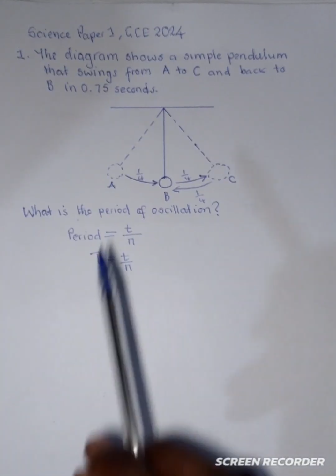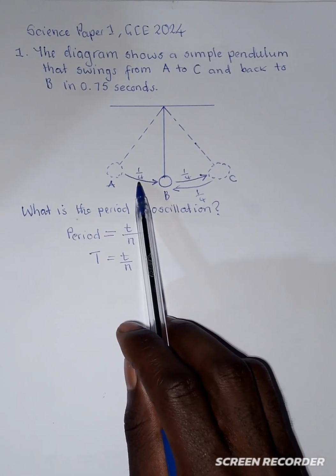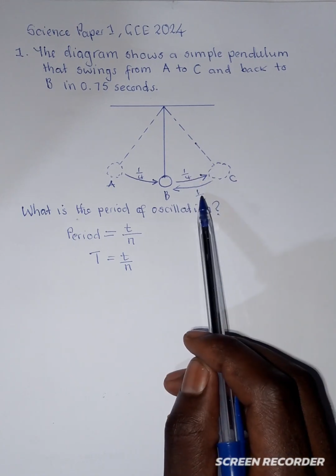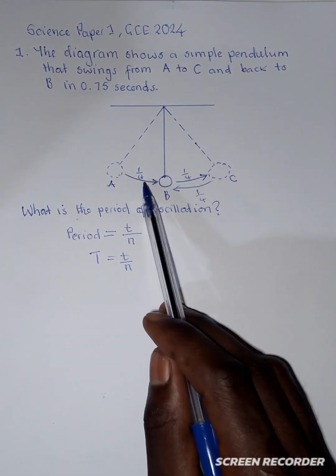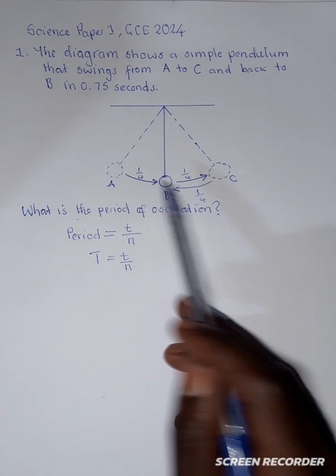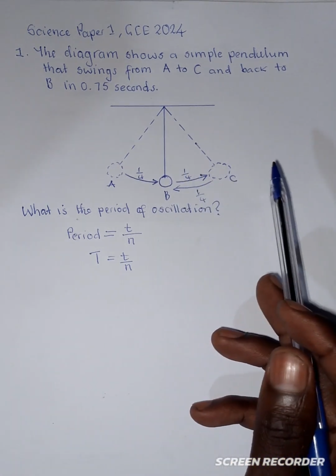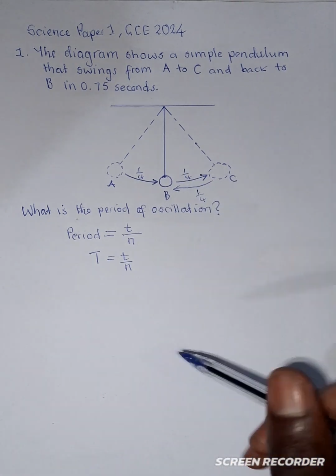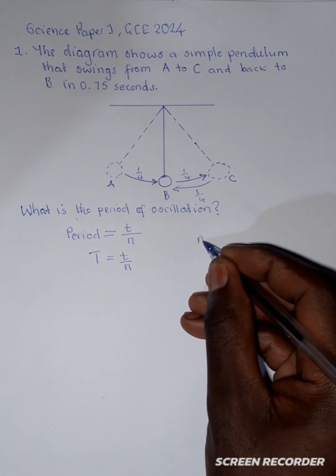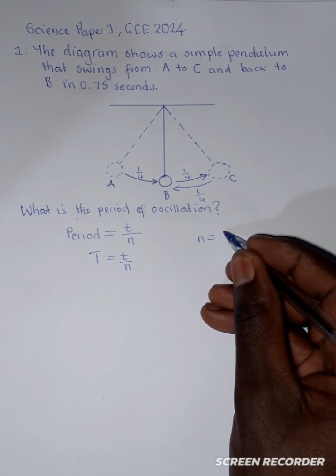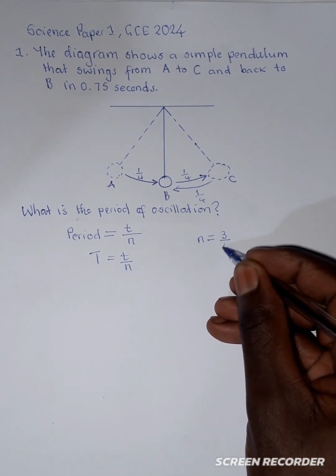So we add 1/4 plus 1/4 plus 1/4. With a common denominator of 4, we add the numerators and get 3. So n is equal to 3/4.